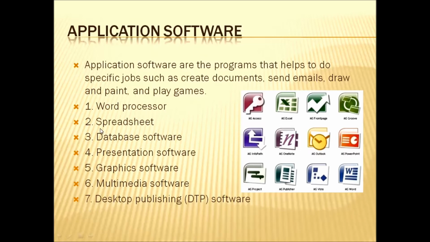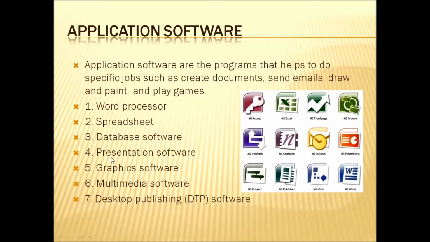The second one is spreadsheet. Spreadsheet works with the numerical data, that is numbers. Spreadsheet is used to perform some of the calculations. For example, if you want to perform any calculation, we can use spreadsheet. The most commonly used spreadsheet is Microsoft Excel. Third one is database software. Database software is used to store any large amount of data in your computer system. For example, if you want to store all the details of the students in our school, we can use the database software. The most commonly used database software and the basic one is Microsoft Access.